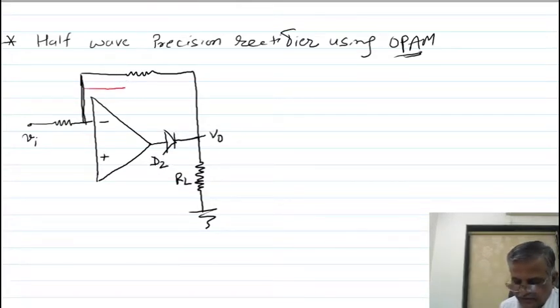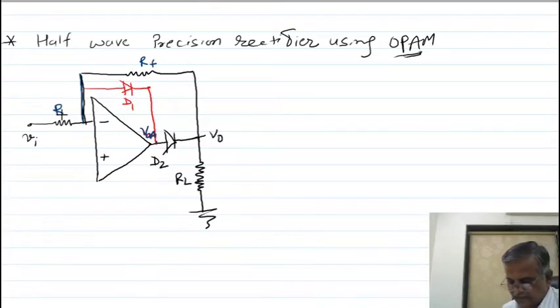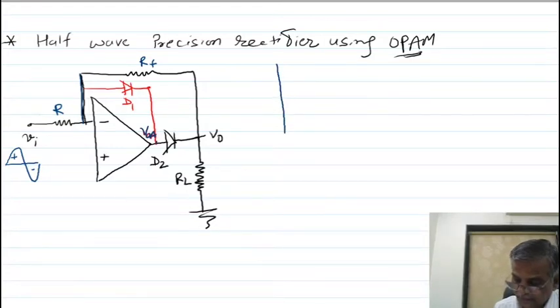Another diode I am connecting, D1. This point voltage is VOA. This is your resistor RF. This resistor is R, this is R. My input signal is given in this way, with a positive and a negative half. So let us see what my output waveform is.